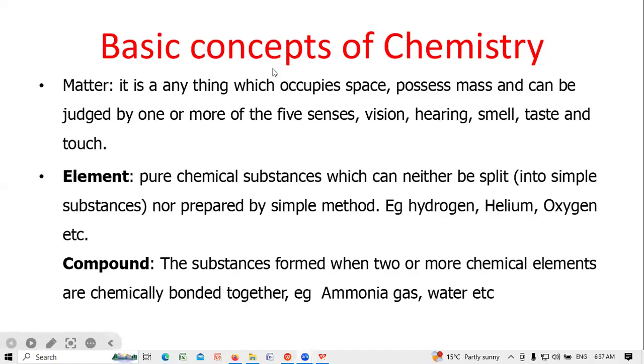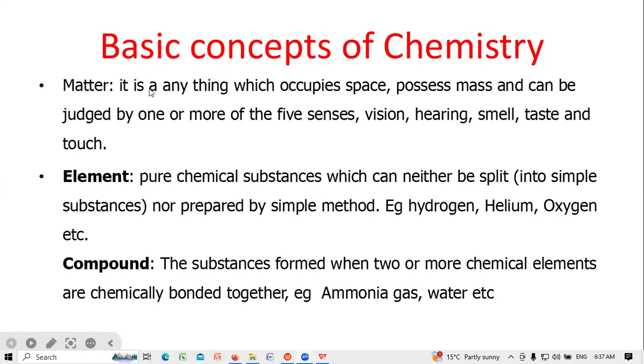Hello, good morning. I am discussing the basic concepts of chemistry. Basic concepts of chemistry are necessary in the class 11 science curriculum, and in any vocational program like CTEVT, in different kinds of disciplines.